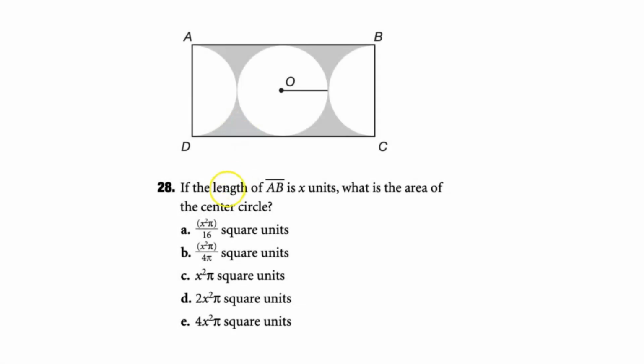have some inscribed shapes. It says, if the length of AB is x units, what is the area of the center circle? So some important caveats before we start the question. Each of these semicircles are equivalent to each other in terms of area, and each of these semicircles are also exactly half the area of this center circle. Okay, with that in mind, how do we solve the question?